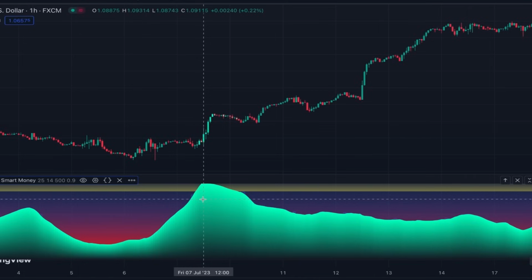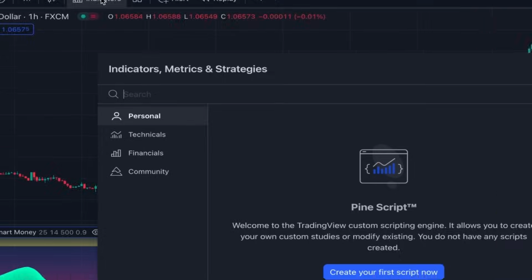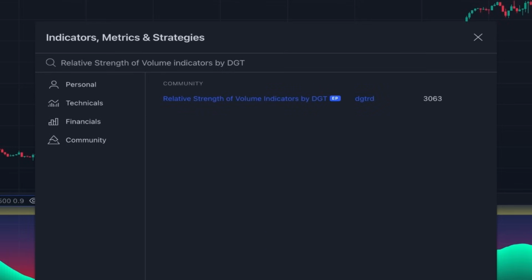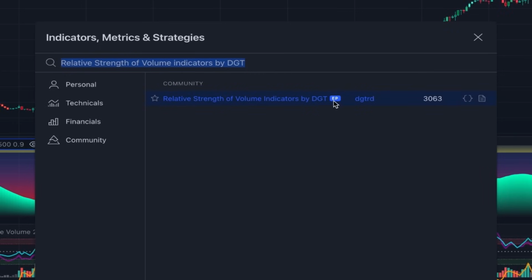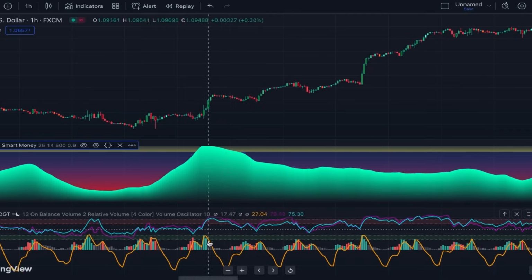So we need to add another indicator that can help us to enter at the best price with a minimum amount of risk. Here we click on indicators and we search "relative strength of volume indicators by DGT", this one, which is an editor's pick indicator written by someone named DGTRD. Alright, this is the indicator, and as you can see, it's added here below the chart. The bottom part is a simple volume indicator, and in the upper part we have RSI and also a volume indicator in the context of RSI.